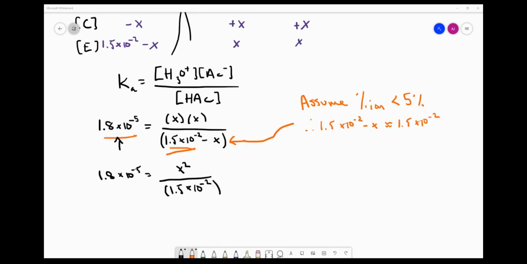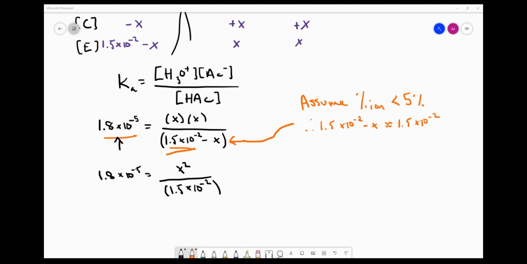What we're actually going to do here is make an assumption that the percent ionization is less than 5%. And if it's less than 5%, then we can assume that the initial concentration minus the change, 1.5 times 10 to the negative 2 minus x, is going to be approximately equal to 1.5 times 10 to the negative 2. And so as I've done in the next line, I'm going to simplify the denominator. Note that we are not saying that x is insignificant. We're just saying that relative to the initial concentration, it is a very insignificant change.